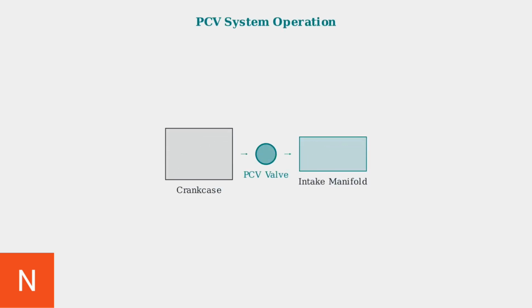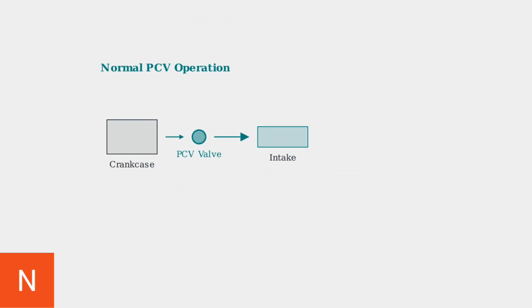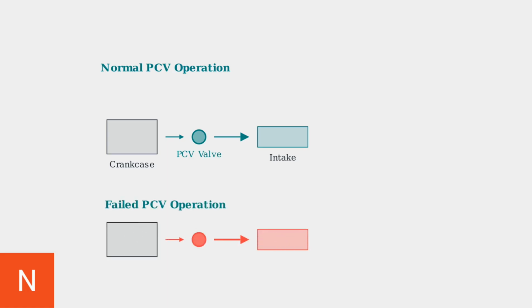The primary cause of oil in the intake manifold is the positive crankcase ventilation system, or PCV system. This system is designed to remove harmful gases from the engine crankcase and recirculate them through the intake. When the PCV system works properly, it creates a controlled vacuum that draws crankcase vapors into the intake manifold where they are burned in the combustion process. However, when the PCV valve fails, excessive oil vapor enters the intake system.